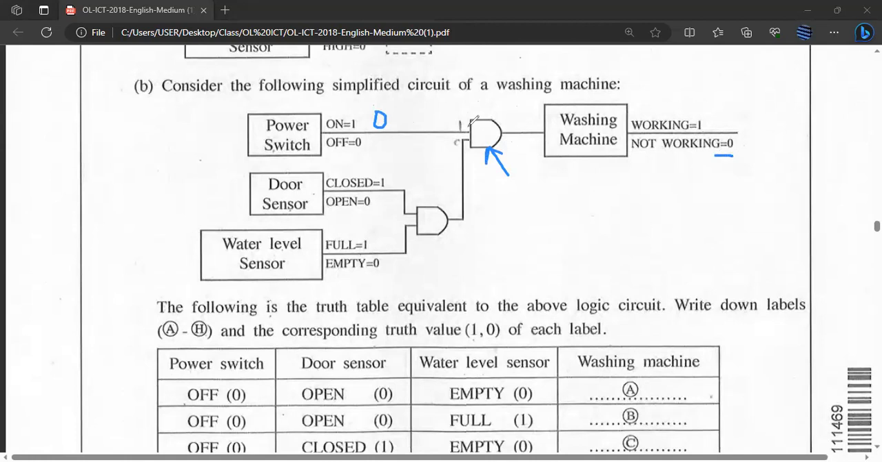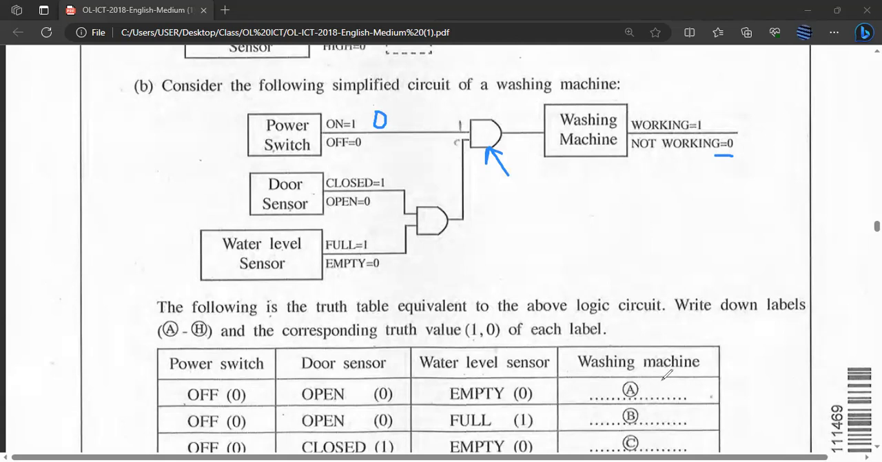Why? If it is in an AND gate, both the conditions must be satisfied in order to fulfill the criteria, right? So if this is off, meaning 0, the washing machine will not be working, right? So here you have the power switch as off.